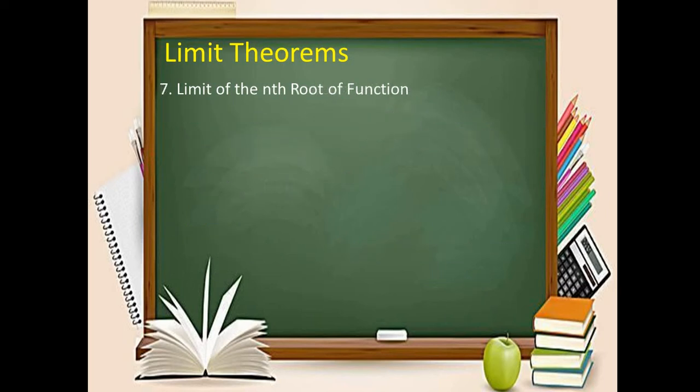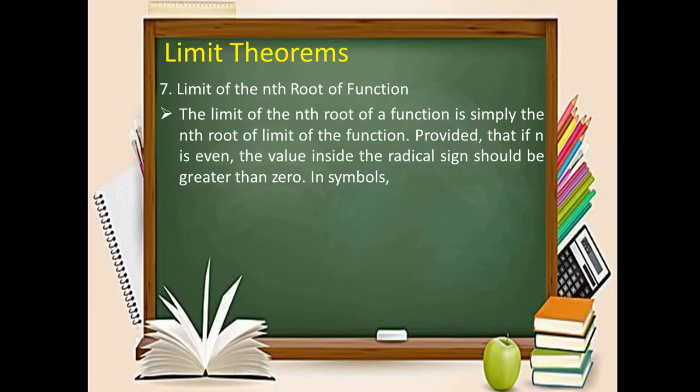And the last one is the limit of the nth root of a function. Here, the limit of the nth root of a function is simply the nth root of the limit of the function, provided that if n is even, the value inside the radical sign should be greater than 0. So in symbols, we have the limit of the nth root of f(x) as x approaches c is equal to the nth root of L, where L is greater than 0 if n is even, for us to have that limit.